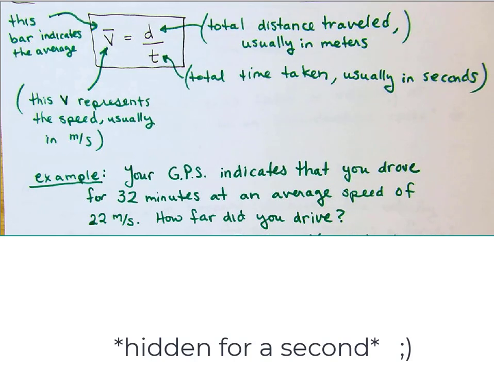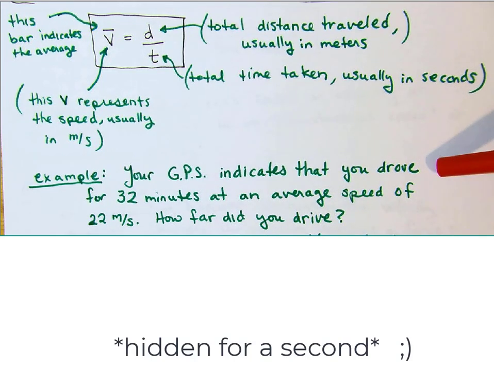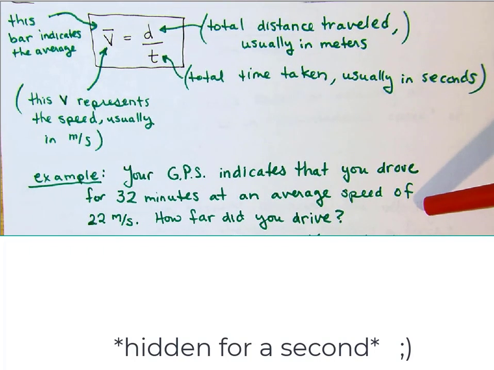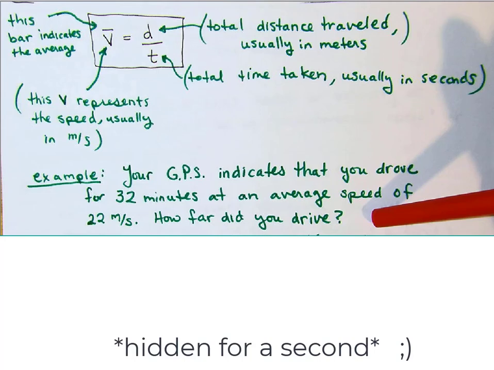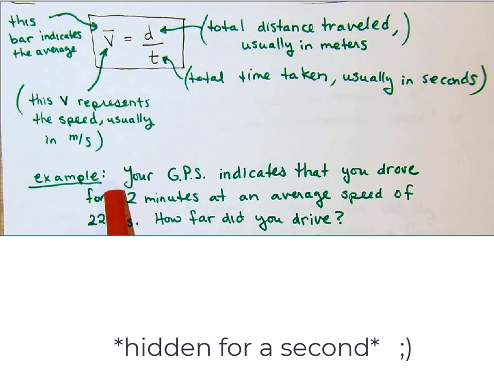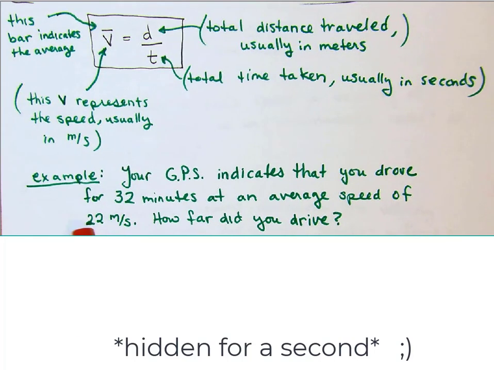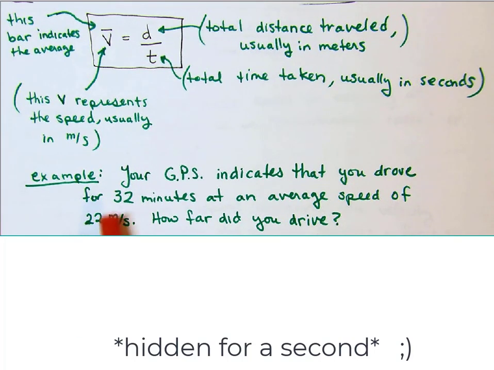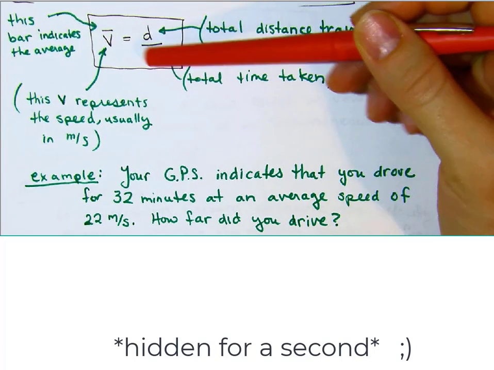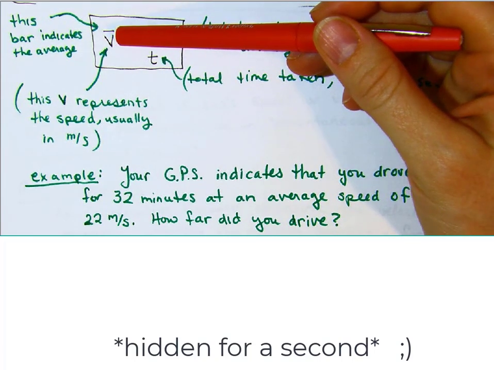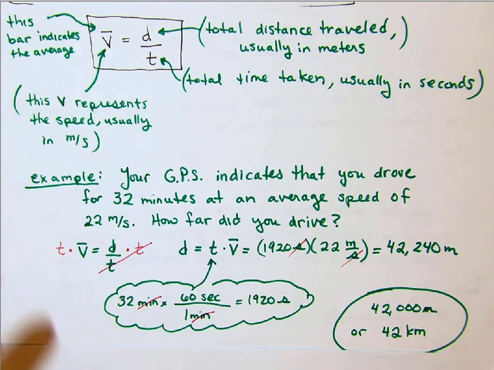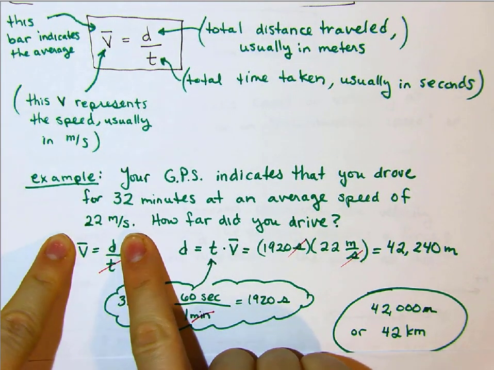As a quick example, I made up this problem. Your GPS indicates that you drove for 32 minutes at an average speed of 22 meters per second. How far did you drive? So here a time was given, and also an average speed was given. So this is representing a T, and this is representing a V with a bar over it. So we have T, and we have V bar. Solve for D.